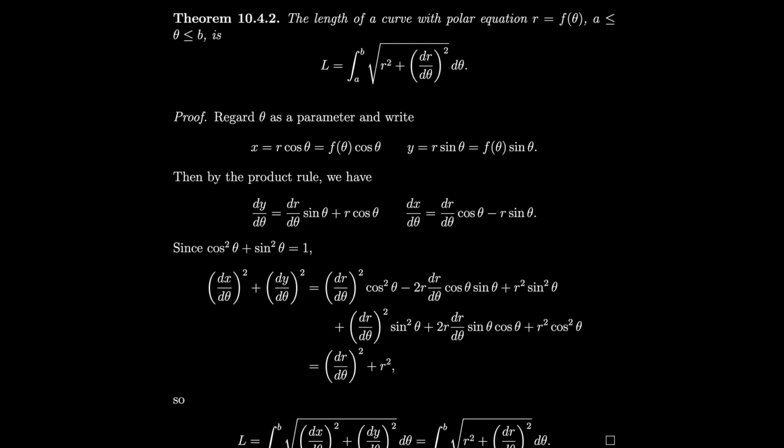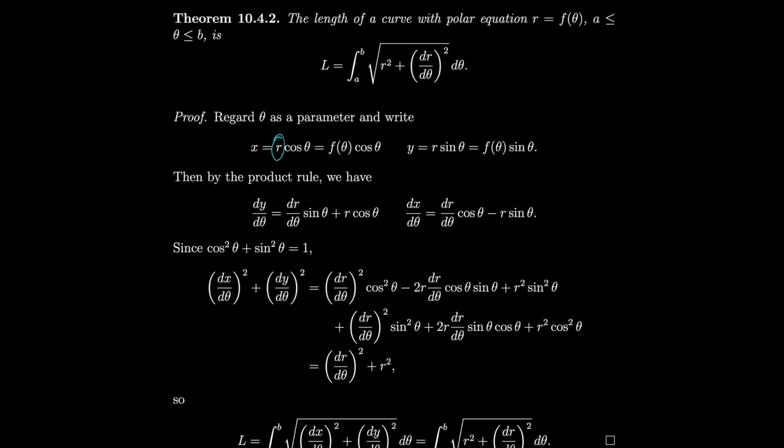The length of a curve with polar equation r equals f of theta, where theta is between a and b, is the integral of the square root of r squared plus the derivative dr d theta squared. To prove this, we use parametric equations. Let x equal r cosine theta, y equal r sine theta, and then we find dy d theta and dx d theta using the product rule as we have in the past.